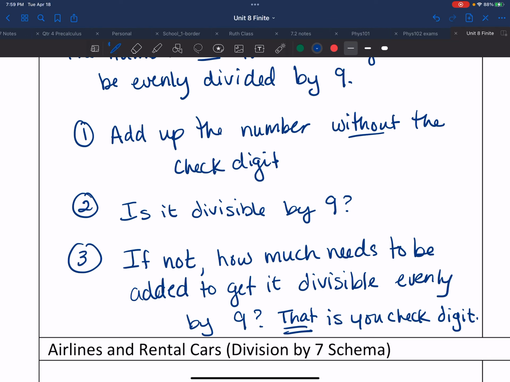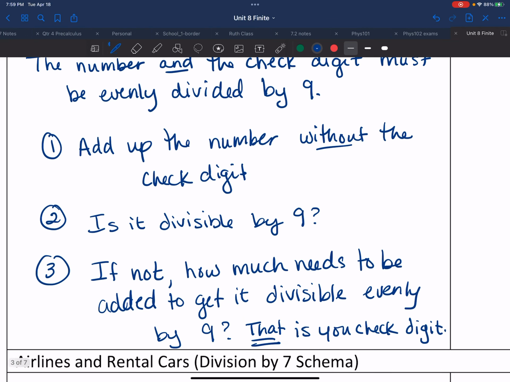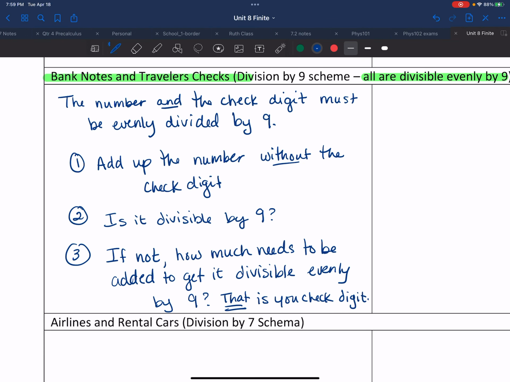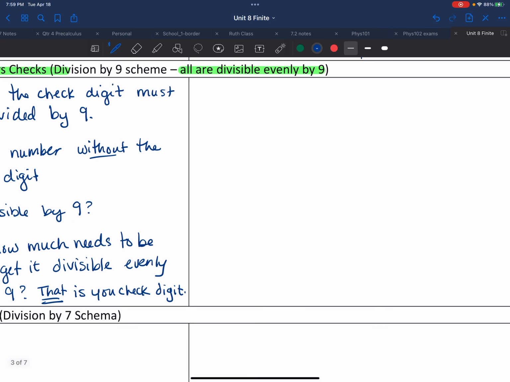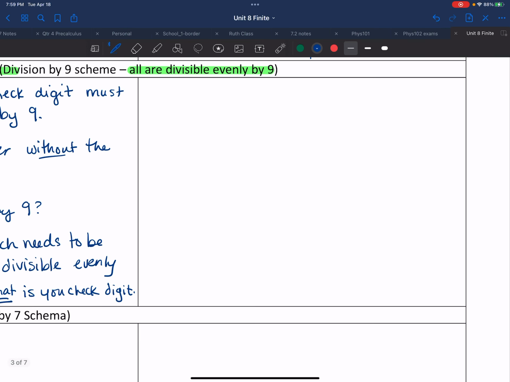Okay. The alternative is if they give you the whole entire number and they want to verify if your check digit is correct, you can add up all of them. And if it's not divisible by 9, then your check digit is wrong. So we're going to do 2 where you're going to have to determine the check digit, and then another one where you're going to have to see if it's correct.